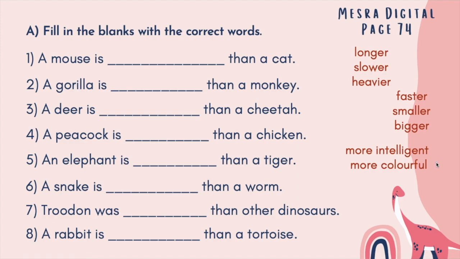Next, let's try it out. Let's look at your Misra Digital book, page 74. For this part, you need to fill in the blanks with the correct words. So the answers are provided here. You need to choose and fill in the blanks. Okay?